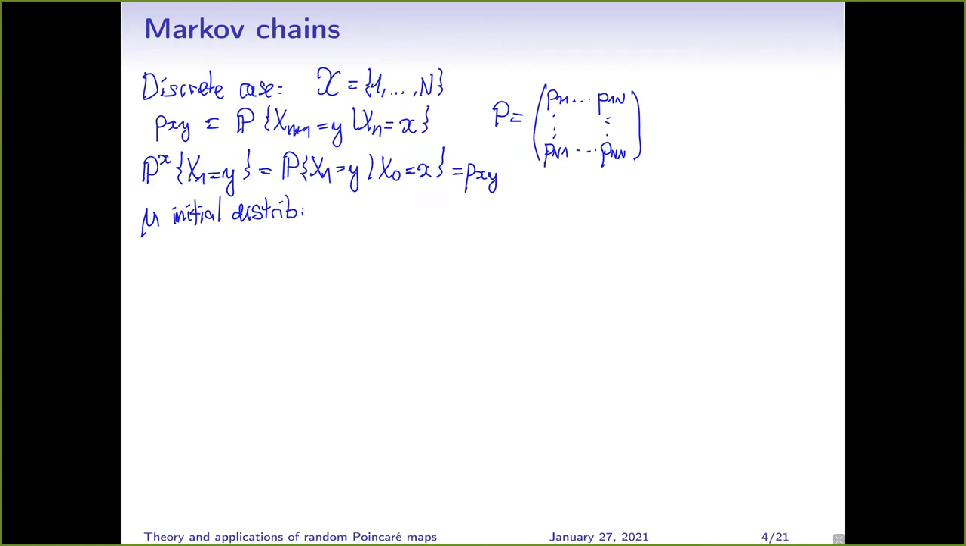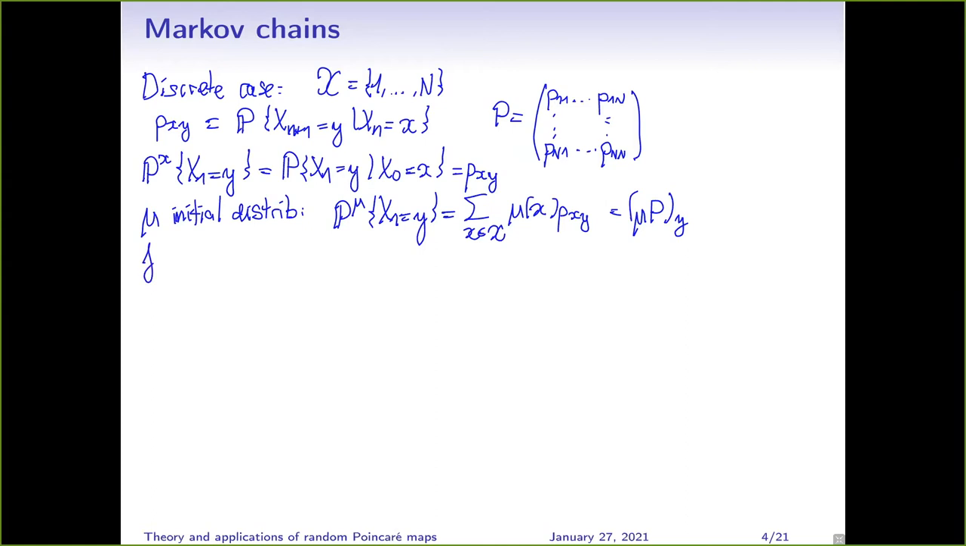And then I can write things like the probability, when starting in mu, that x1 is equal to y. And that will be given by the sum over all x in my state space of mu of x Pxy, which is nothing but mu times P, component y. So I view mu as a row vector, P is a matrix.